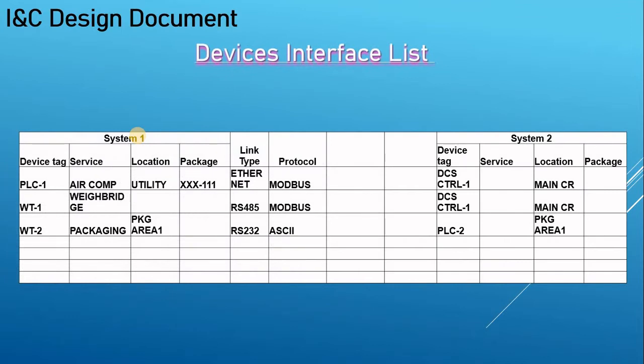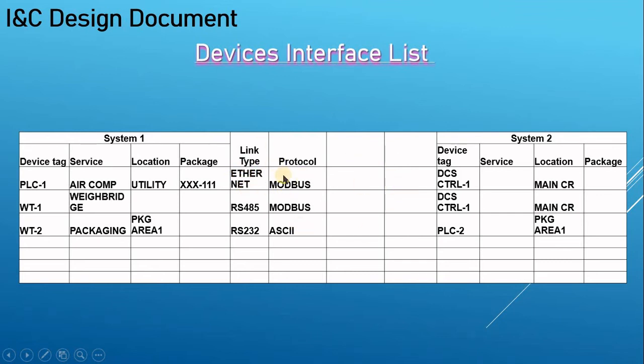Device interface list. The interface list is for your DCS or PLC, which may communicate with different systems. So this is just a list that will give you an idea of your DCS. Let's say in this case it will communicate with PLC1, which is serving the air compressor in this location, in this package, and it will communicate with it over Modbus over Ethernet.